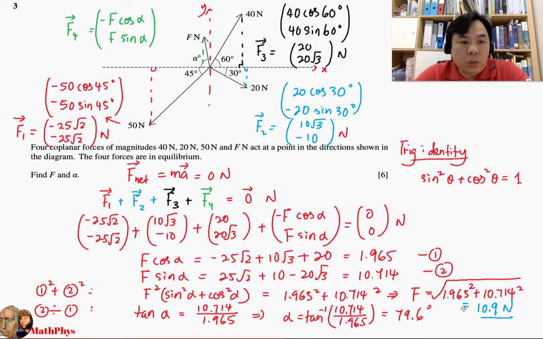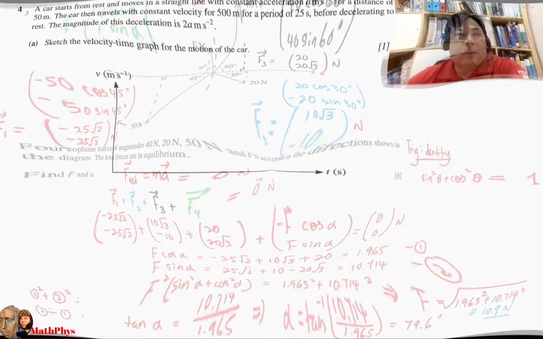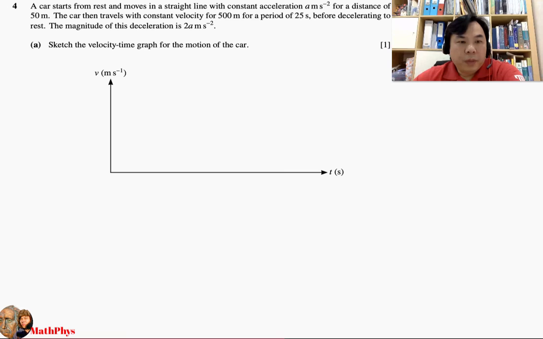Now I hope these questions have been helpful to your revision. All right. Now I'm going to move on to the next question shortly. All right. Question 4. Okay. Now let's read it through before we get started. A car starts from rest and moves in a straight line with constant acceleration a meter per second square for a distance of 50 meter.